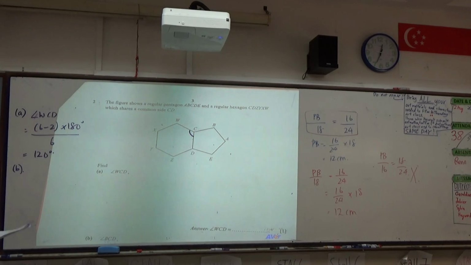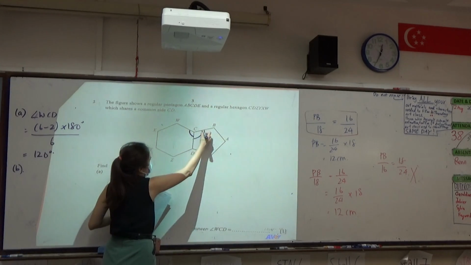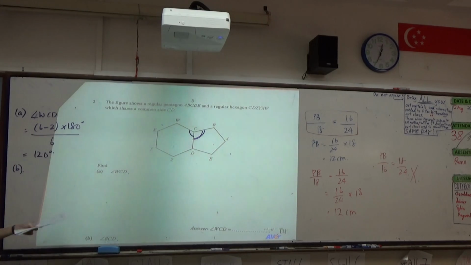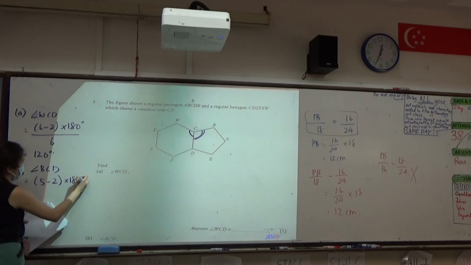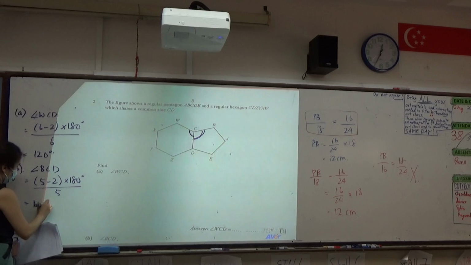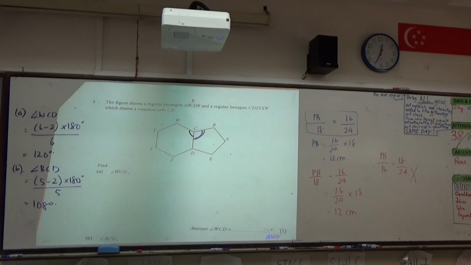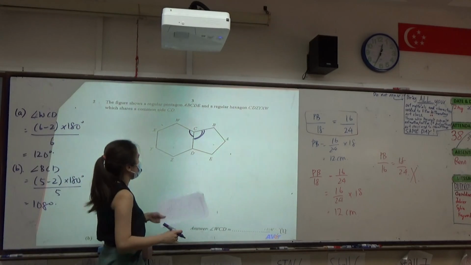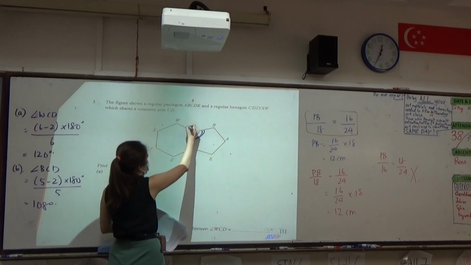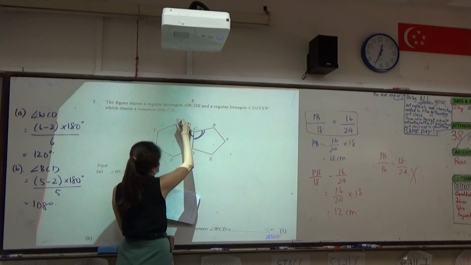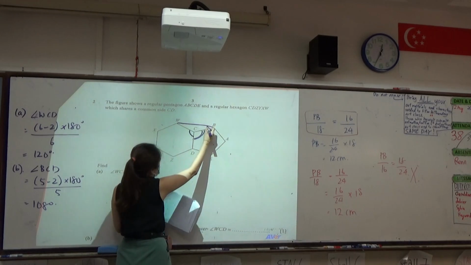Then to find out what is angle BCD, which is this angle here, we do exactly the same thing as part A, just that instead of 6, we use 5. So angle BCD, we will get 108 degrees. Right? Then after that, to find part C. Part C is to find out what is this angle here, CBW. I have people who cannot really identify this angle. It is this one here.